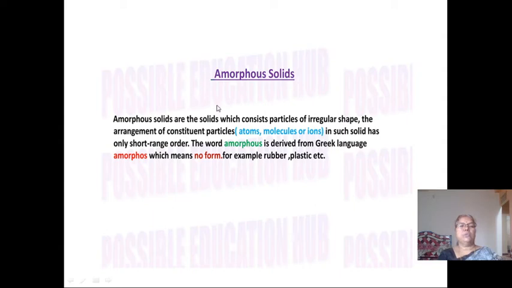Amorphous solids are solids which consist of particles of irregular shape. The arrangement of constituent particles, atoms, ions, or molecules in such a solid has only short range order. The word amorphous is derived from the Greek language, which means no form, that means no shape. For example, rubber, plastic, etc.